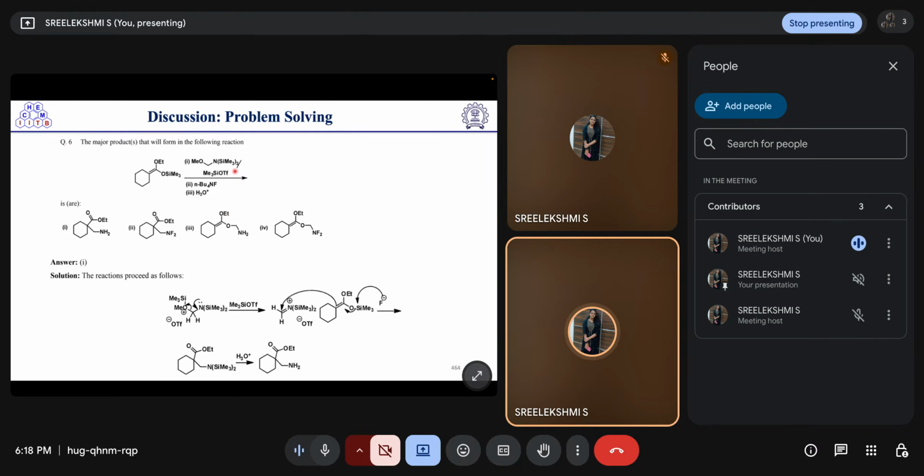So here what is happening? Firstly, the reaction proceeds like this. This particular nitrogen lone pair will push in and this will stabilize. This group will leave to form this particular compound. Then what is happening? This enol ether, this bond will come over here and attack over this imine carbon, and we will get this product, which upon hydrolysis will give this NH2 here. So the correct answer would be option 1.